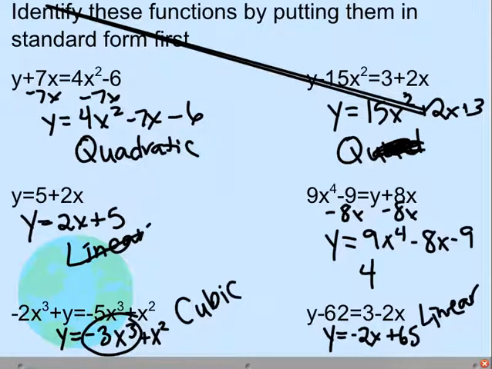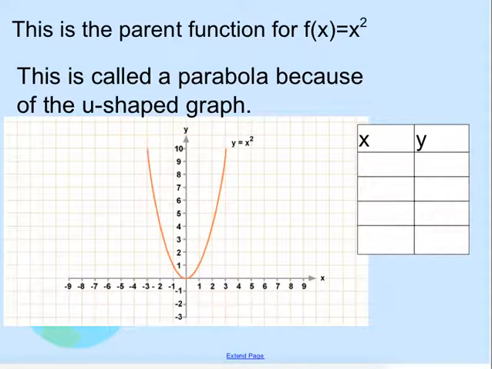Okay, now focusing on our quadratics, we have a way to describe the path of these functions, and it's called a parabola, because it's this U-shaped graph, very nice smooth curve in a U, and it actually continues on forever and ever. This is our parent function, meaning all of our other quadratics are based on this function right here.